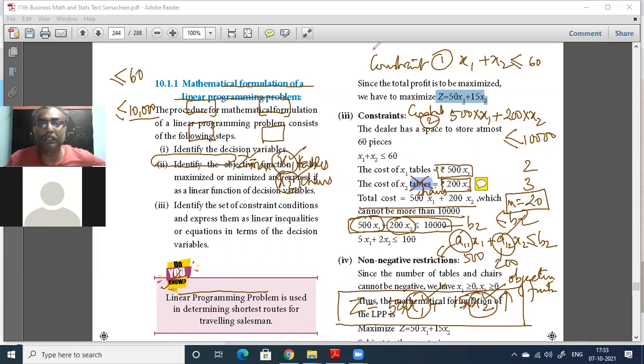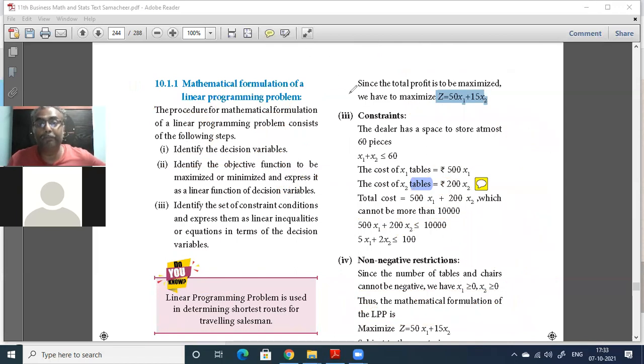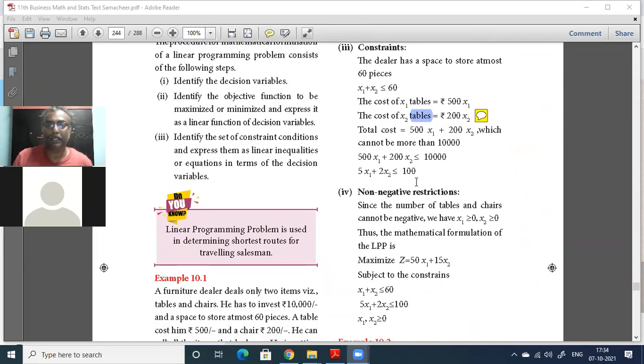Then one more thing I told you, in every problem, every model, non-negativity constraints must be there. The number of tables and chairs cannot be negative, you must have only positive. So x1 must be greater than or equal to 0, and the number of chairs x2 must be greater than or equal to 0. So when you have this also, you got everything that is necessary for the model. So your model is complete. When you complete the model, how will you write it?